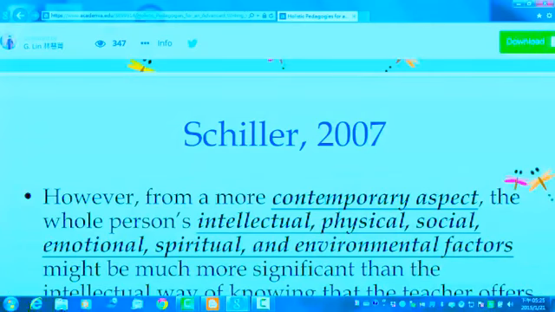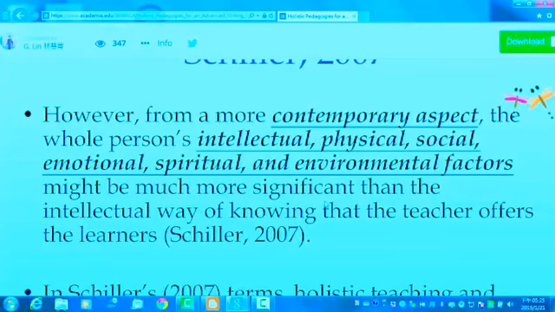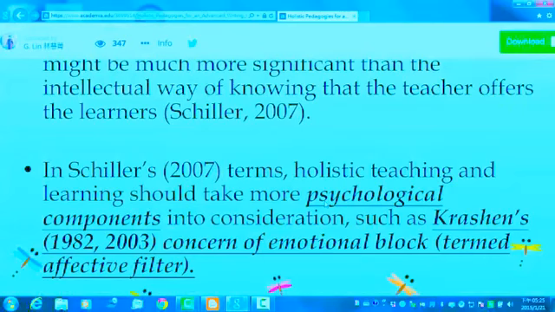According to Schiller in 2007, however, from a more contemporary aspect, the whole person's intellectual, physical, social, emotional, spiritual, and environmental factors might be much more significant than the intellectual way of knowing that the teacher offers the learners. In Schiller's terms, holistic teaching and learning should take more psychological components into consideration, such as Stephen Krashen's concern of emotional blocks, which is termed the affective filter.